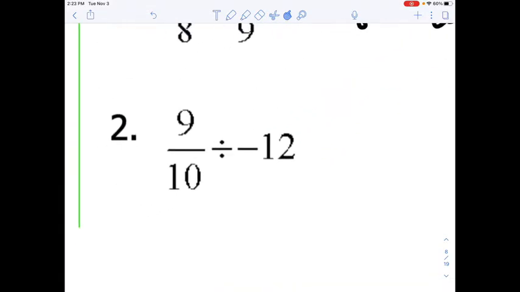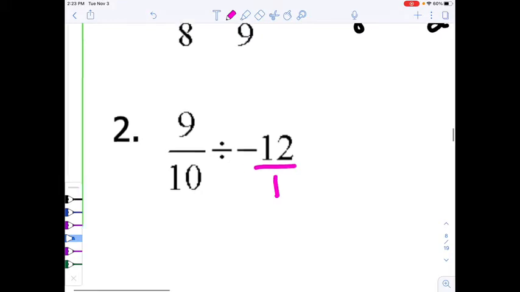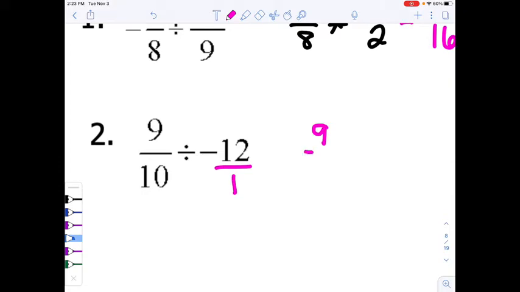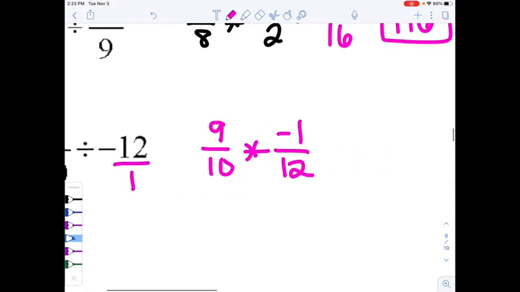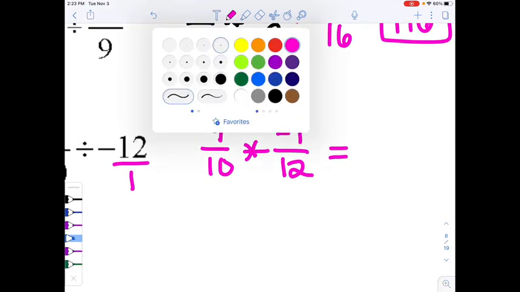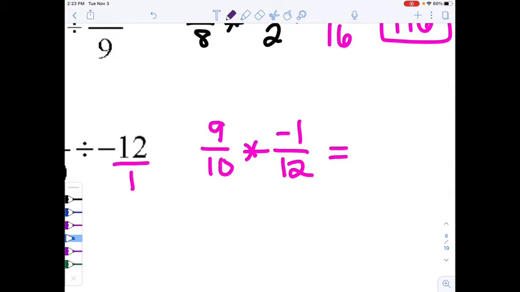Then we have 9/10 divided by -12. Remember, to change -12 into a fraction, all we have to do is put it over 1. And now to divide by a fraction, here's a tip, keep, change, flip. I keep 9/10. I change to multiplication. And I flip. Instead of -12 over 1, it's going to be -1 over 12. Now I look for opportunities to cross simplify. 10 and -1, can't do that.